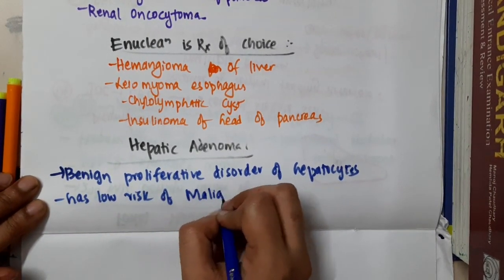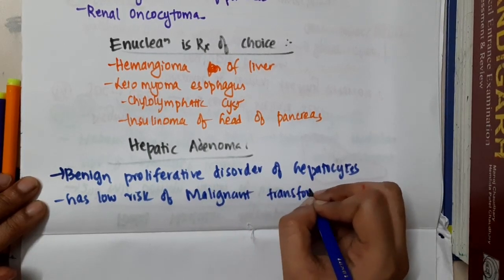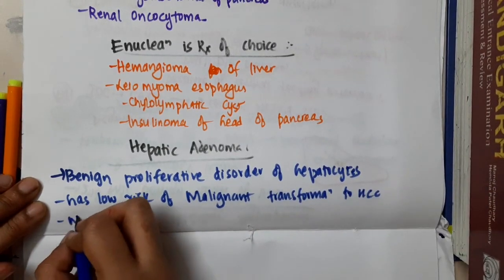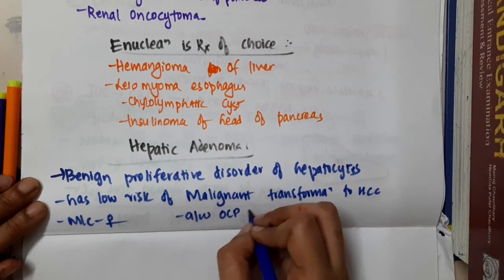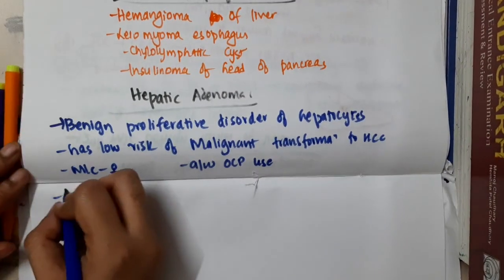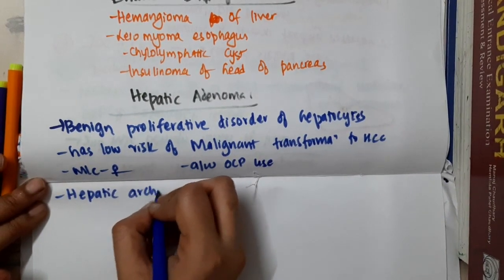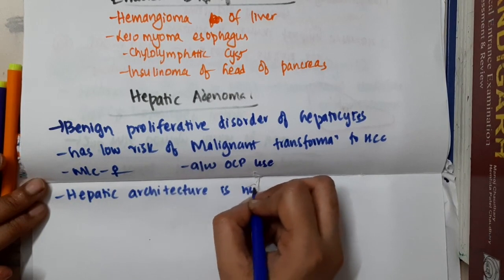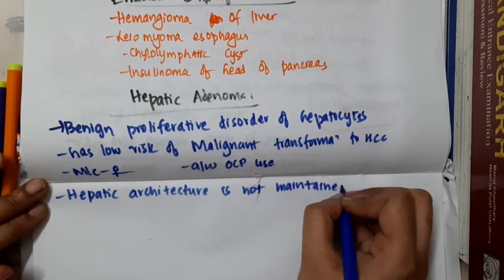transformation to hepatocellular carcinoma. It is most commonly seen in females and it is associated with OCP use. And here in hepatic adenoma, the hepatic architecture is not maintained.